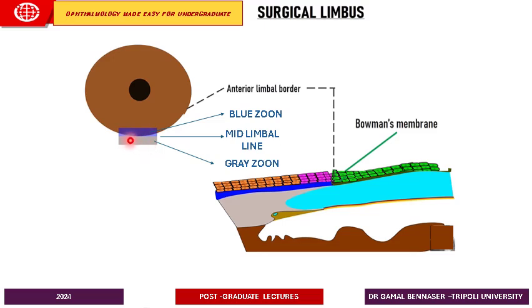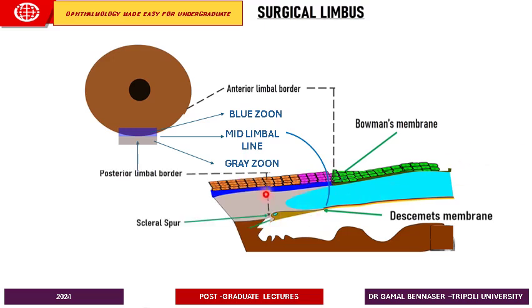limbal line, and it separates the blue zone from the gray zone, and it represents the termination of the Descemet's membrane. So the anterior limbal line is the termination of the Bowman's membrane, the middle limbal line is the termination of the Descemet's membrane, and the posterior limbal line is the scleral spur, the landmark of the scleral spur. It is very important to understand this, because in the next slides we'll explain the clinical application and what structures will be involved when we do the incision from the anterior limbal line or through the blue zone or through the white zone.